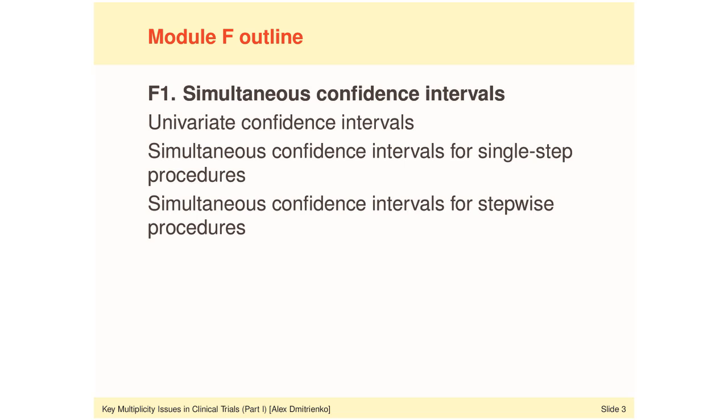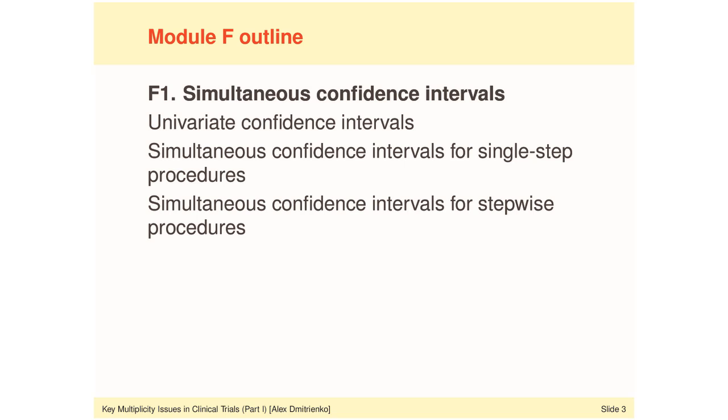We can first of all compute adjusted significance levels, or adjusted p-values, or finally adjusted confidence limits that are also known as simultaneous confidence limits. In modules C, D, and E, we focused on adjusted p-values because this is how multiplicity adjustments are typically presented in publications, in clinical study reports. But simultaneous confidence intervals play an important role because they help us estimate the magnitude of the treatment effect after an appropriate multiplicity adjustment, and this is very useful in the context of risk-benefit assessments in clinical trials.